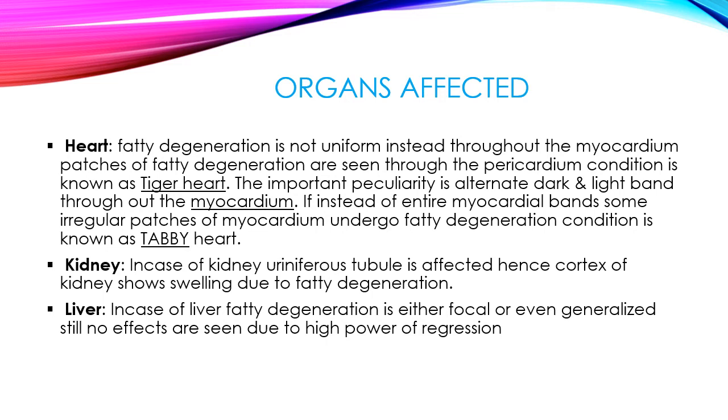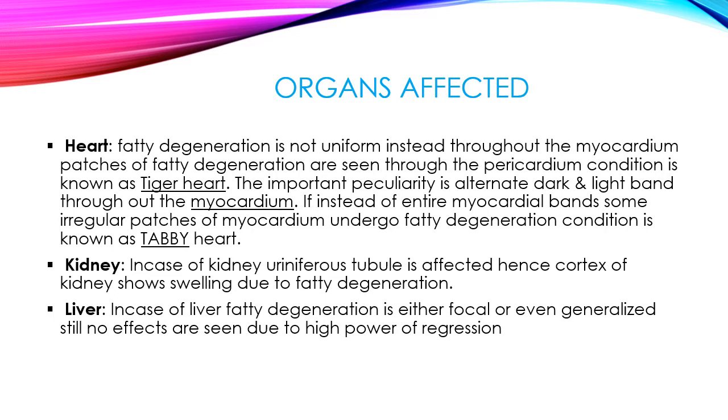Which organs are affected during fatty degeneration? Similar to cloudy degeneration, in fatty degeneration all soft tissues or organs are affected, like liver, kidney, heart, etc. In the case of the heart, fatty degeneration is not uniform. Instead, patches of fatty degeneration are seen throughout the myocardium, visible through the pericardium.